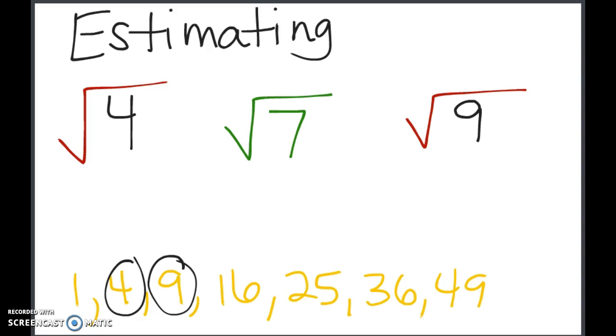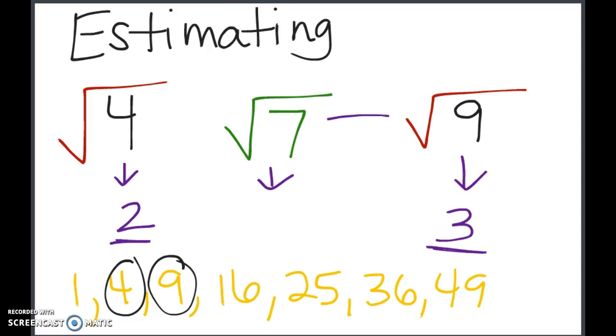Okay, so now here's what you do. I know the square root of 4 is 2. I know the square root of 9 is 3. So the square root of 7 has to be between 2 and 3. But I want to make a little bit better estimate. Okay, I want to see, well, is 7 closer to 9 or to 4? It's only 2 spots away here, 3 spots away here. So it looks like it's a little closer to the square root of 9.